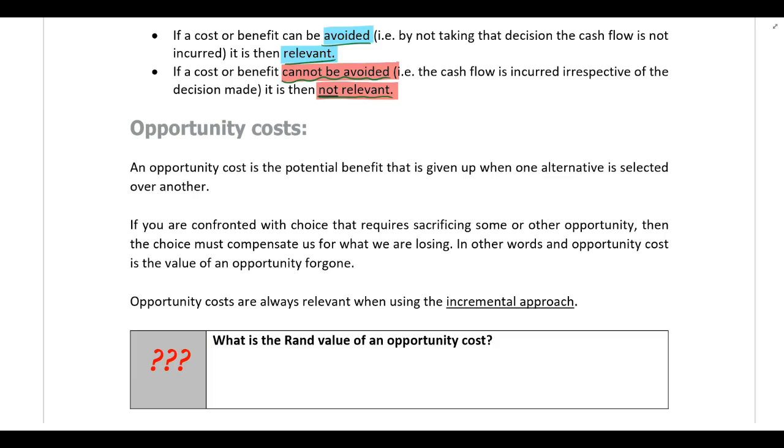We then need to discuss opportunity cost in a little bit more detail. So first, what is an opportunity cost? It is the potential benefit that is given up when one alternative is selected over another. So guys, whenever the company has to sacrifice something, if by making one decision they are sacrificing something else, we then have an opportunity cost.